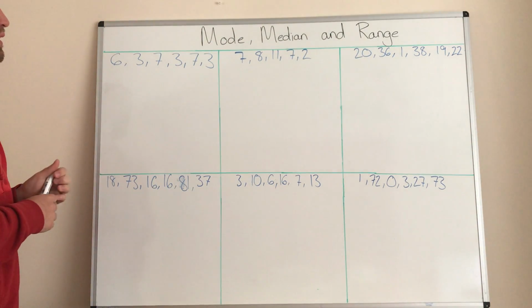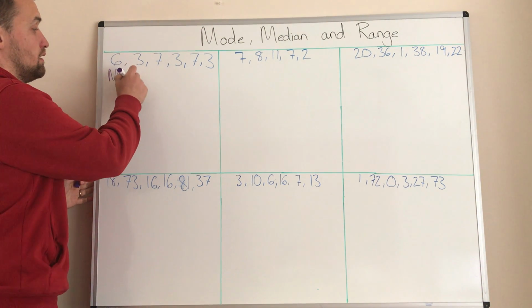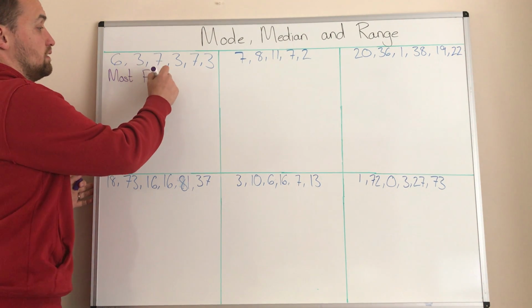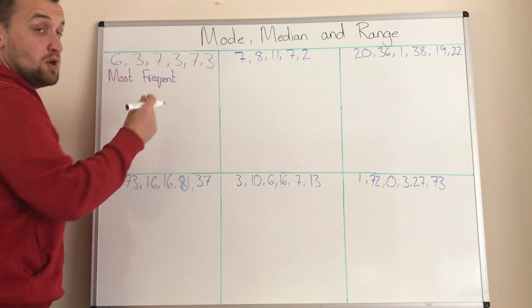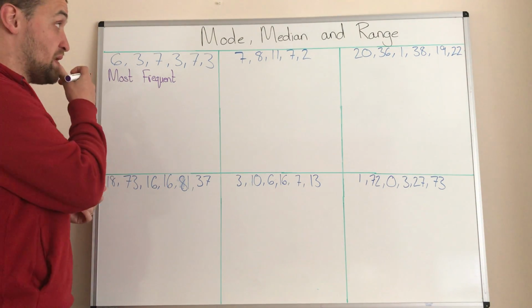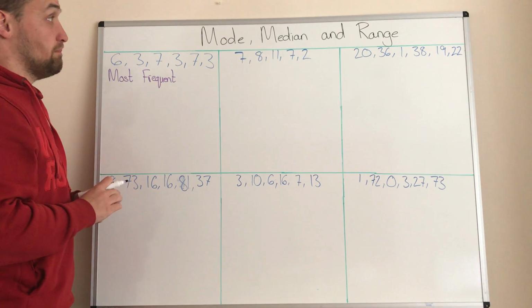So mode is the most frequent. When I say most frequent, that means it's in the list the most amount of times. The number that's repeated the most amount of times is the mode.